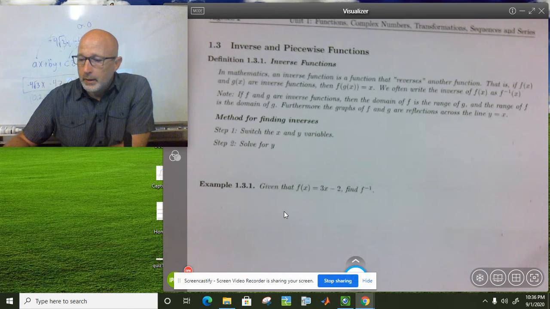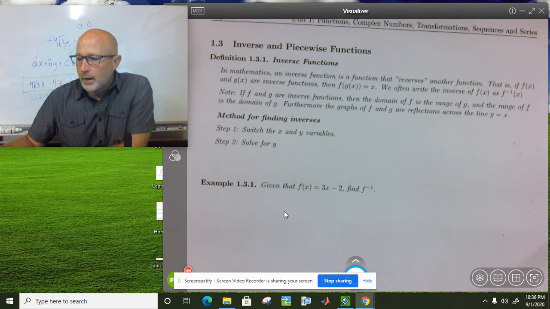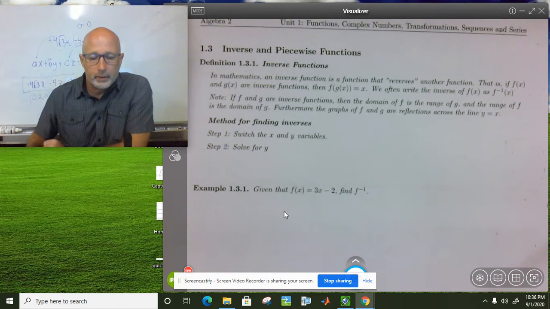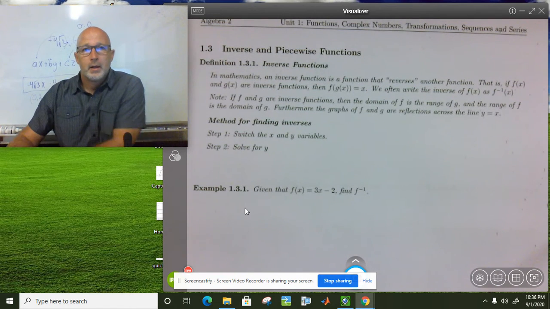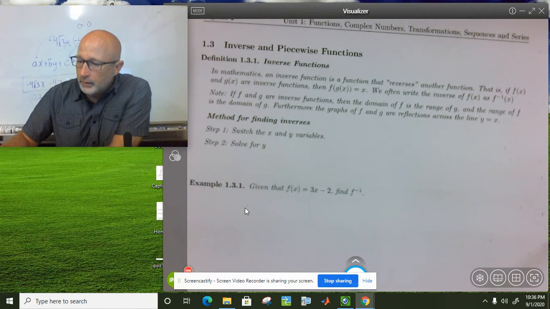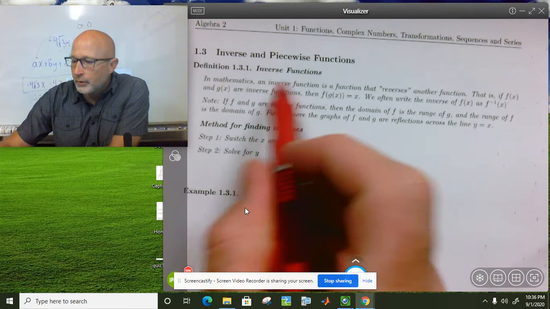Okay, so hi everybody. Today we're going to go over inverse and piecewise functions. Let's just get right into this. Definition 1.3.1, inverse function.